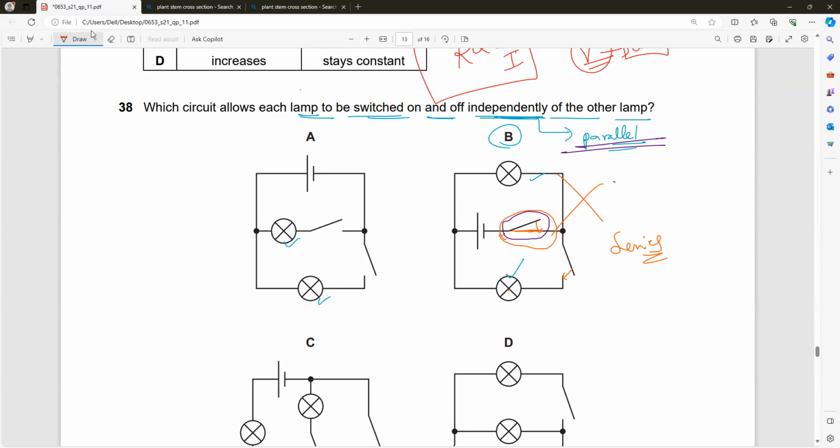Yes, sir. A main switch means what will happen? If you on this one, first current will start coming. Then the current will pass through this. If you close this one, current will pass through this. But there is no connection for this current. It is directly passing the current. So means both are in what connection? This both the bulbs, series connection only. Clear?